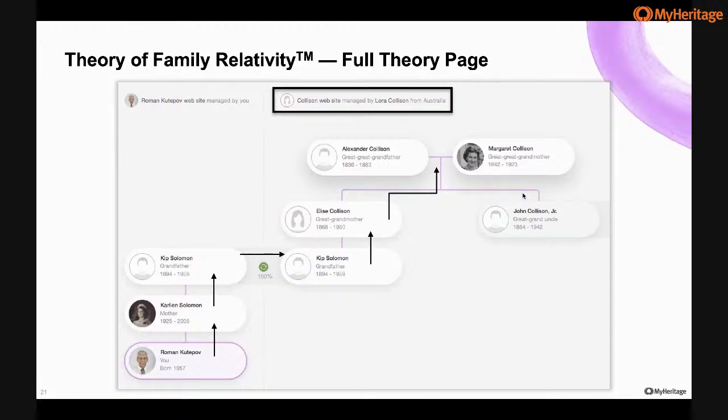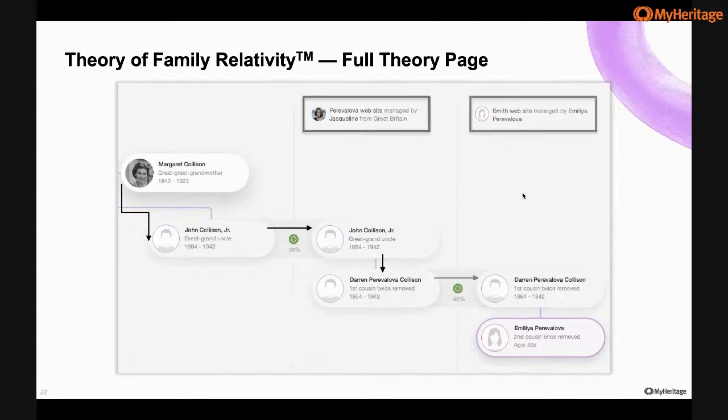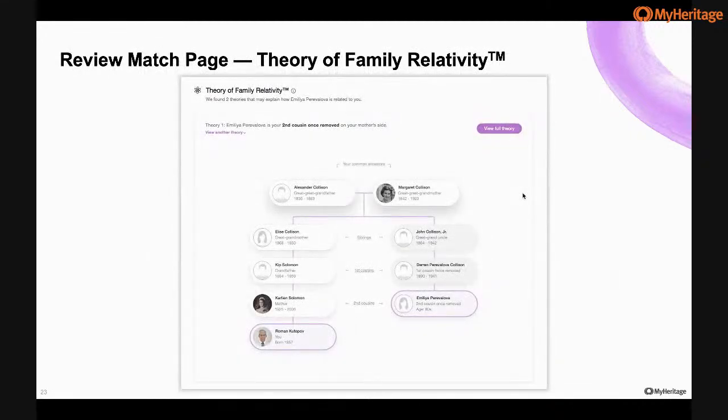We have Roman and Emilia, but we had to use the help of Laura to find the path. And then we're starting to go down, and we're jumping to another tree on MyHeritage, managed by Jacqueline from Great Britain, and eventually ending up at the tree that Emilia is managing. And that's how the theory comes to life. And that's how we're able to say that they are second cousins once removed.